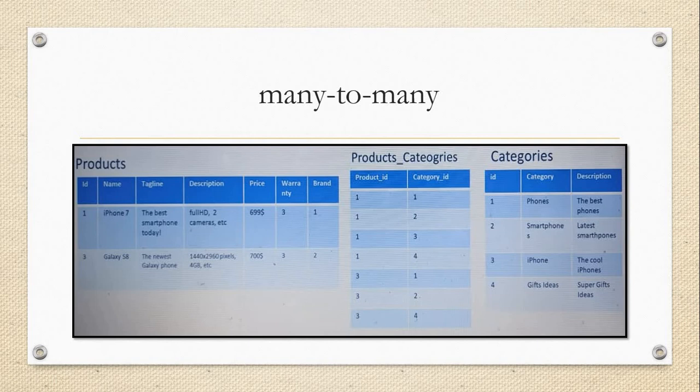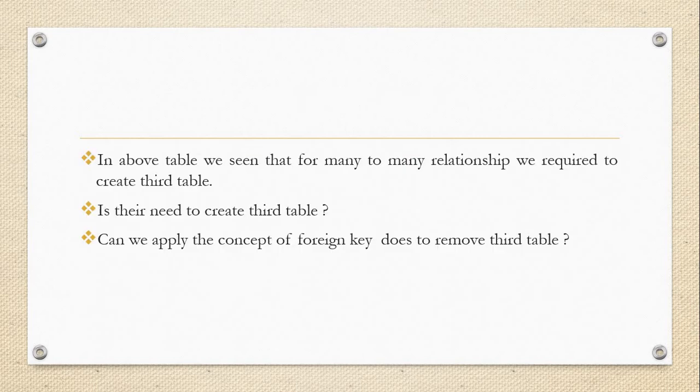But my question is, is it mandatory to create that third table, or does the third table get created automatically? Instead of that, can I use another way? So we'll discuss that. In the above table we saw that for a many to many relationship we need to create a third table. Whether we create it or the schema does, it will be created automatically. Is there a need to create a third table?